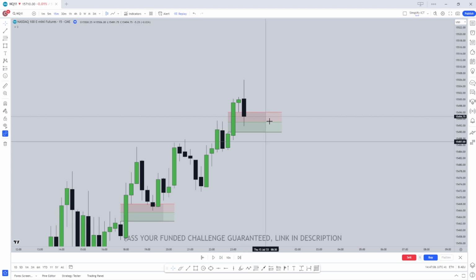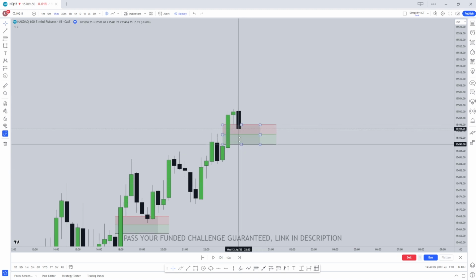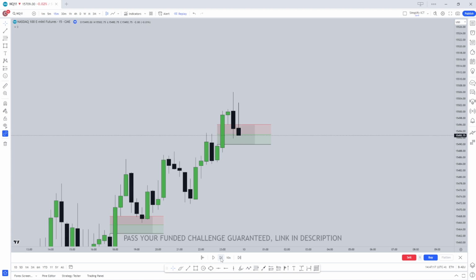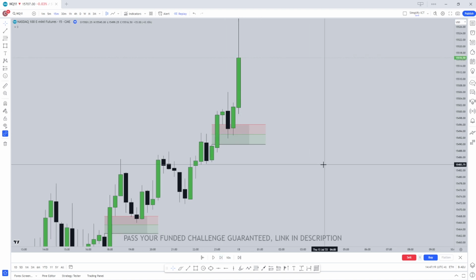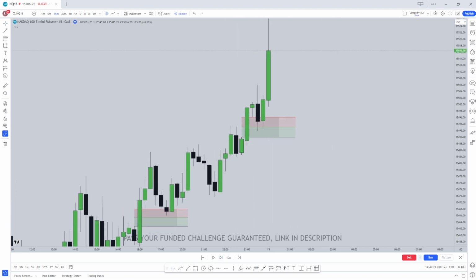Okay, so as you can see, price immediately touches it. It closes within the upper half of it, so it closes within the start of it. However, it doesn't close below 50%, so the FVG is still valid. And now, as you can see, price moves away instantly from this area.